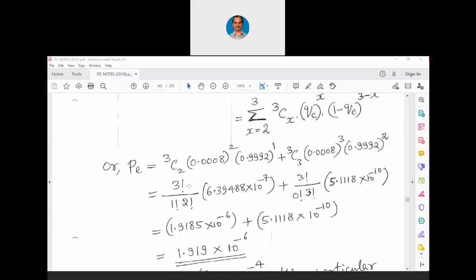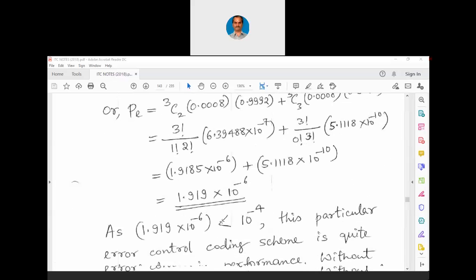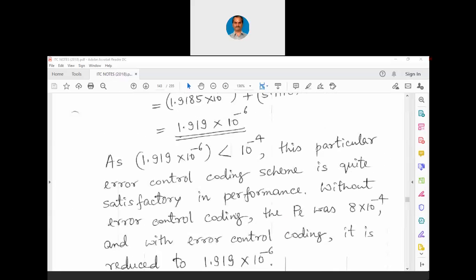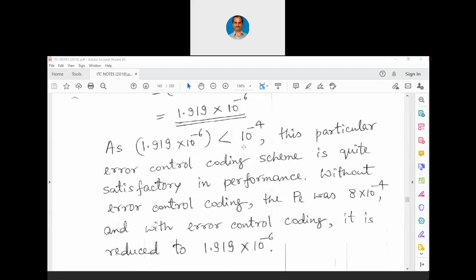That is nothing but 3C2, which is 3 factorial divided by 1 factorial into 2 factorial, into this particular value, plus 3C3, which is 3 factorial divided by 0 factorial into 3 factorial, into this particular value. So we get 1.919 into 10 power minus 6 for the scheme of this majority logic. As this 1.919 into 10 power minus 6 is less than 10 power minus 4, the system was given with the probability of error as 8 into 10 power minus 4. What we wanted was a probability of error of 10 power minus 4.